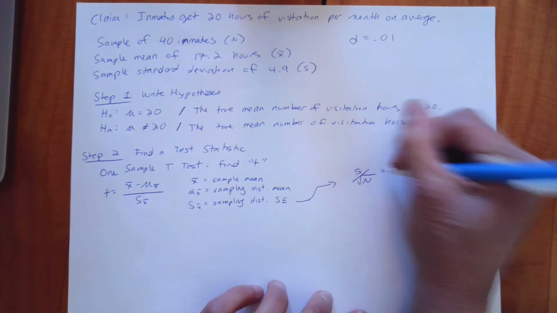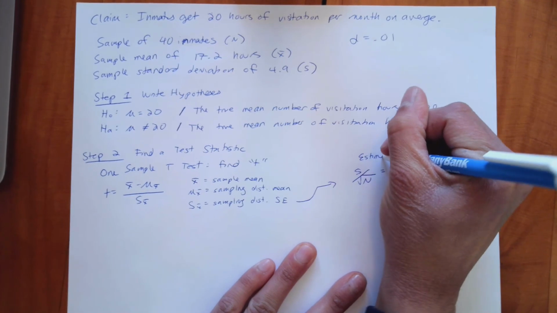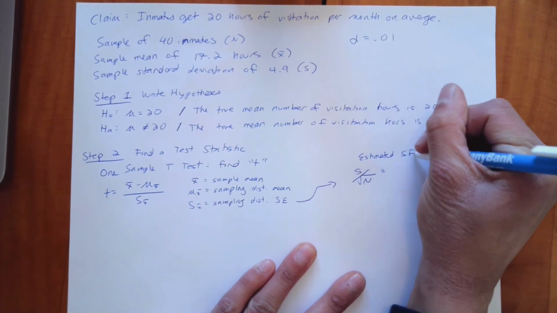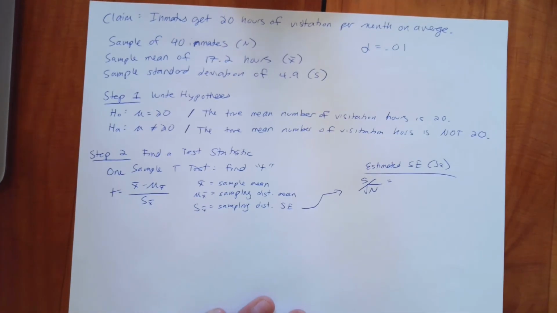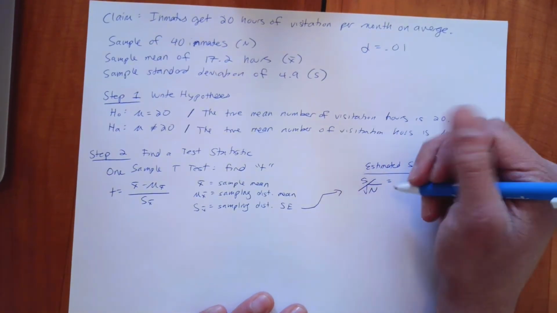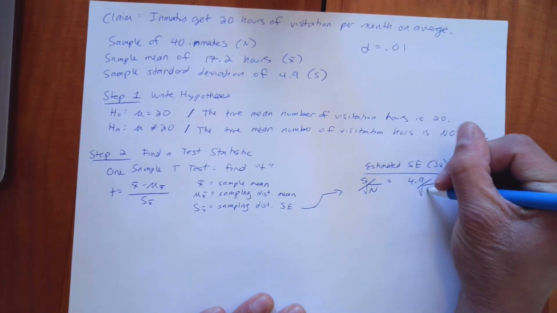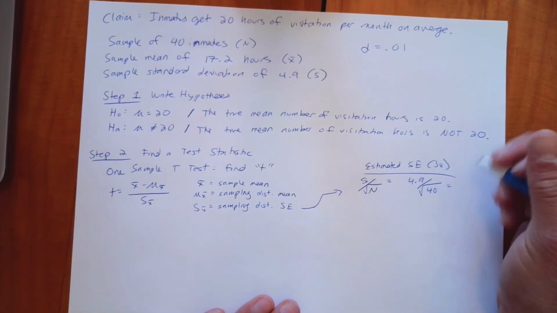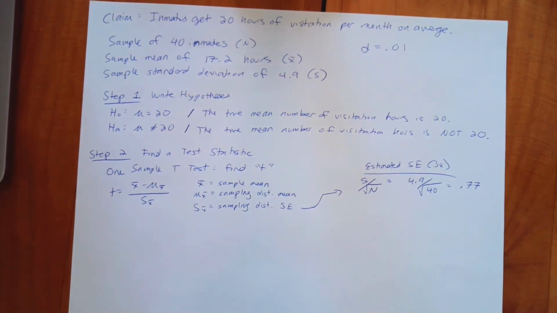The first thing we're going to do is get our estimated standard error. We're going to plug in our sample standard deviation, which is 4.9, and divide it by the square root of 40. If you do this, you come up with a value of 0.77. So the standard error for our sampling distribution is 0.77.